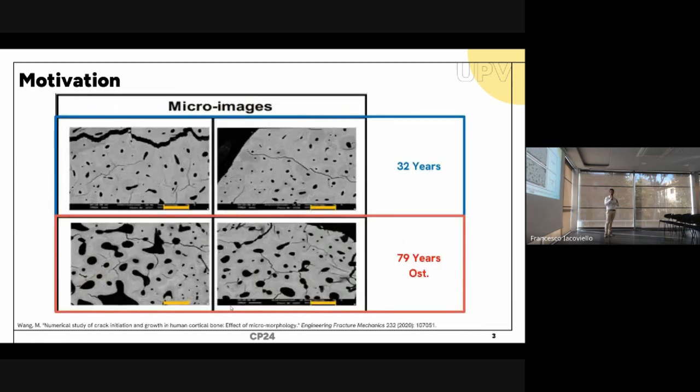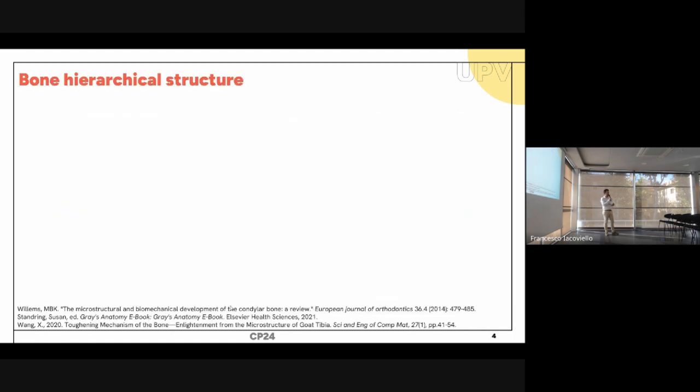And why? Because if we see here two different samples, one from a healthy bone and one from an osteoporotic bone, we can see some differences between them. For instance, the healthy bone is denser than the osteoporotic one. And also, if we observe the crack paths, we can see how cracks propagate through different microconstituents of bone. So, now that we know why we are doing this, let's start talking about bone structure.